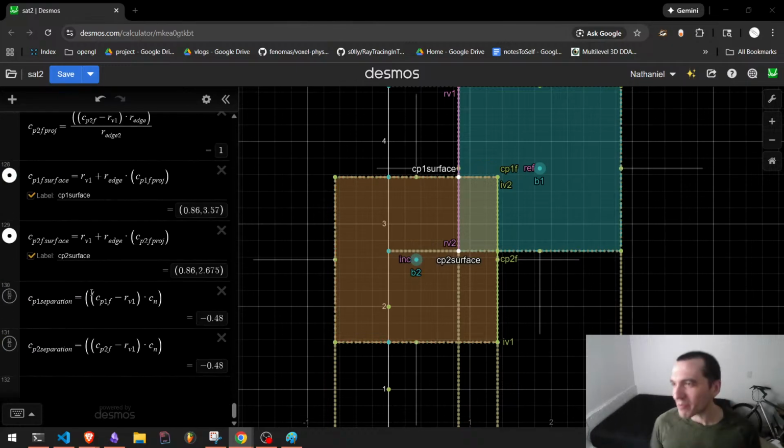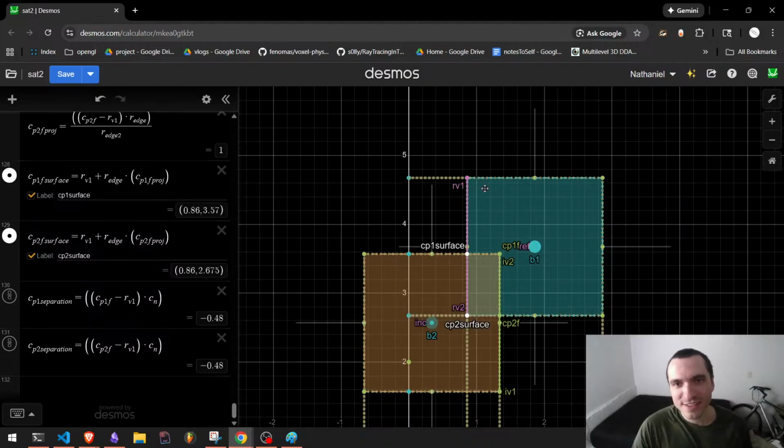Did you enjoy the separating axis theorem? I hope you did. If you want to learn more, you can just recreate it in Desmos like I just did and read that article.